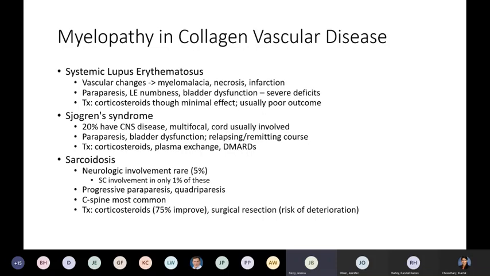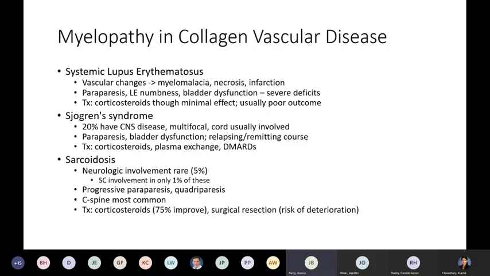So collagen vascular disease, looking at lupus, Sjogren's, and sarcoidosis. As far as involvement of the spinal cord in lupus, it's not the most common presenting feature, but it's also not necessarily rare to have some degree of central nervous system or spinal cord involvement with lupus. And typically what occurs is there will be vascular changes within the cord that lead to myelomalacia, necrosis, or cord infarction. So the presenting features will be paraparesis, numbness, bladder dysfunction.